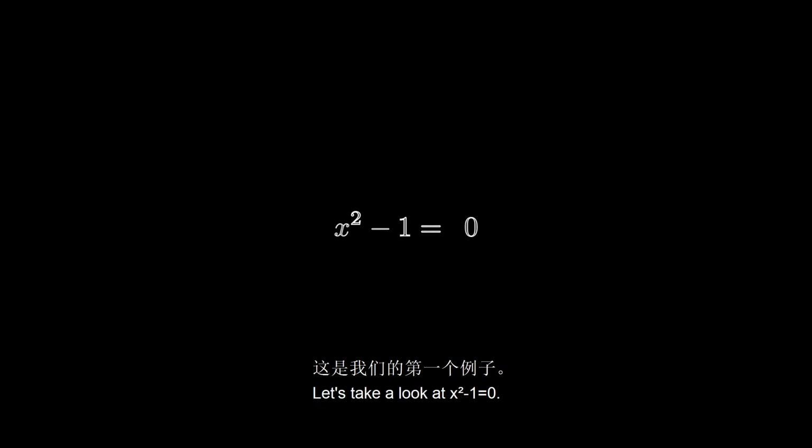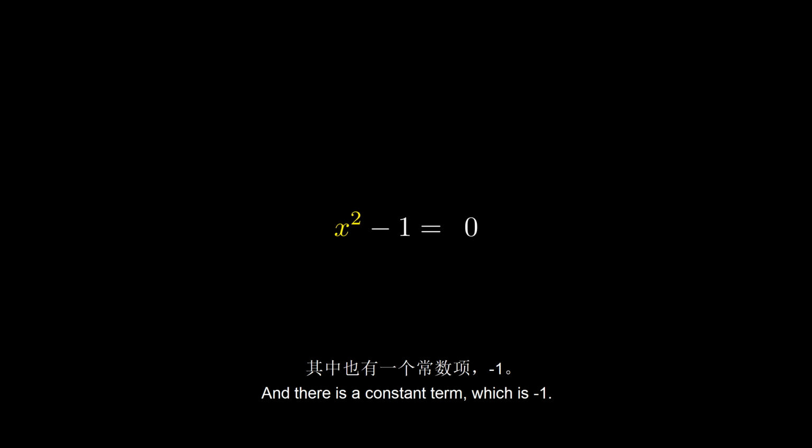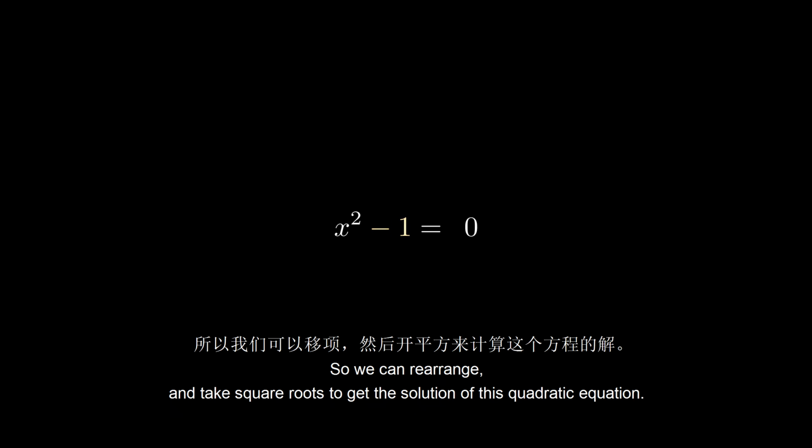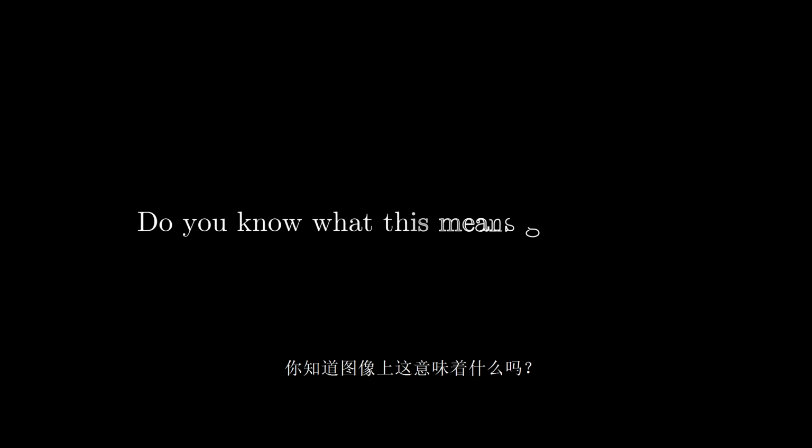Let's take a look at x squared minus 1 is equal to 0. It is quadratic because the highest power of x is 2. And there's a constant term, which is minus 1. So we can rearrange and take square roots to get the solution of this quadratic equation, which is 1 and minus 1. So do you know what this means graphically?